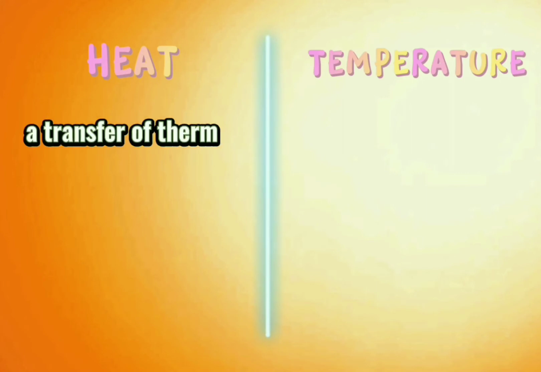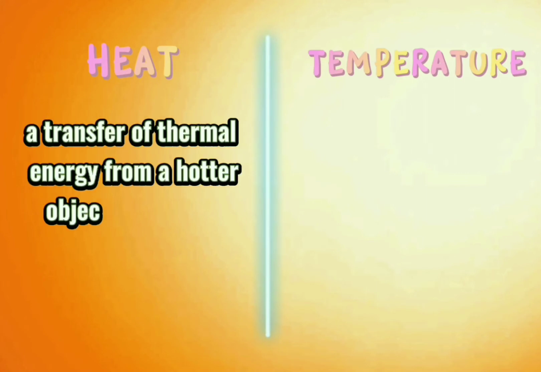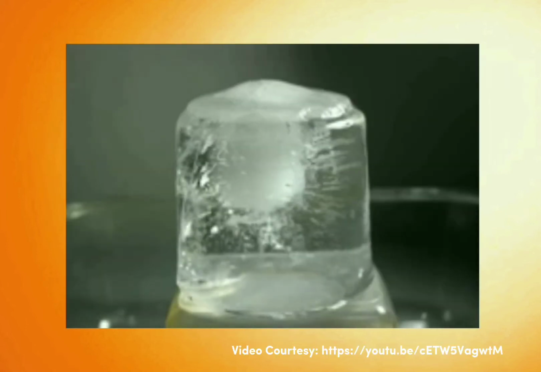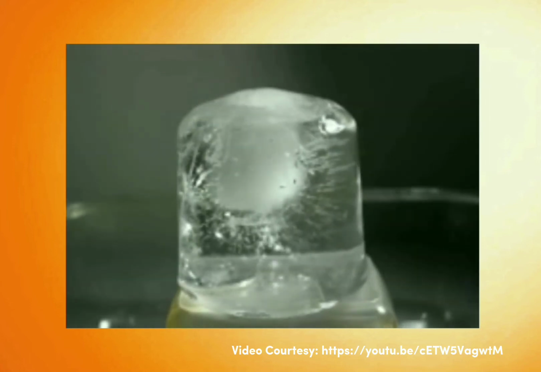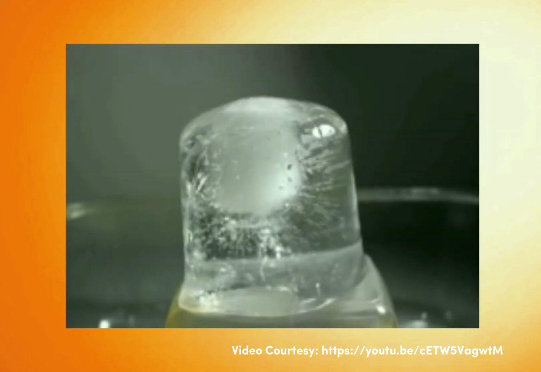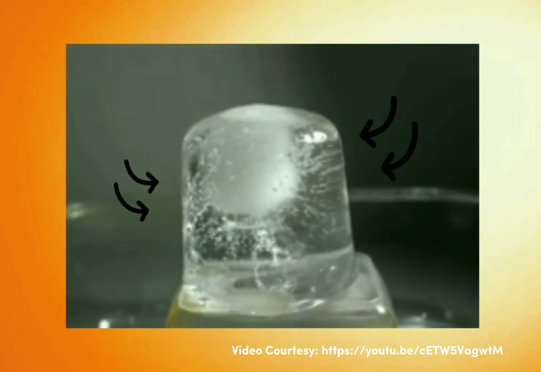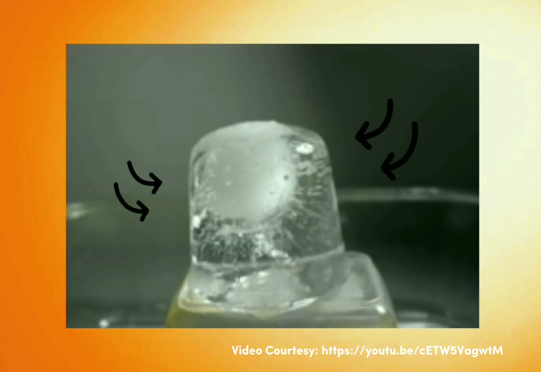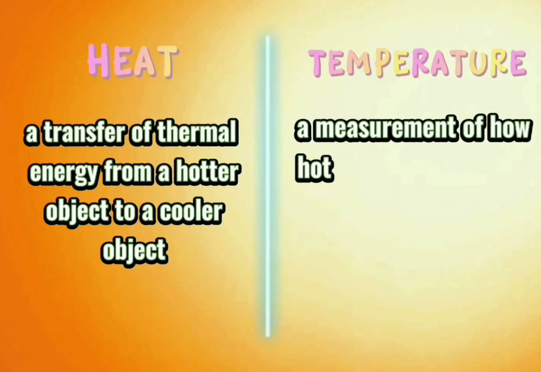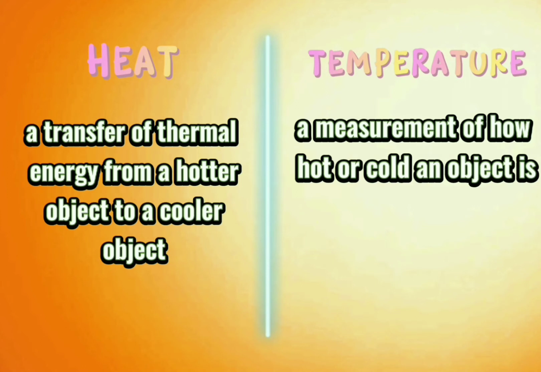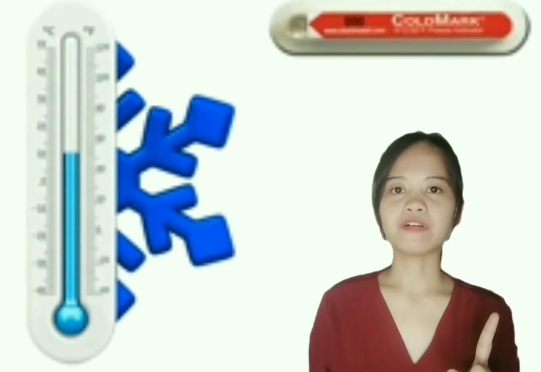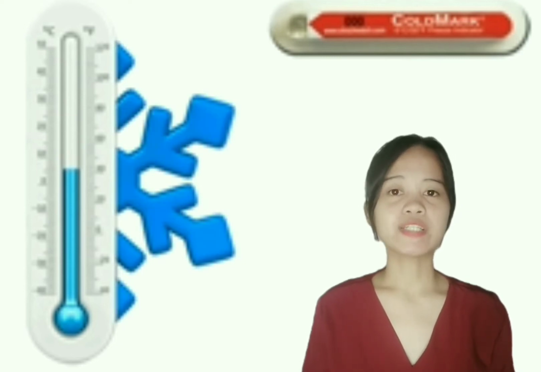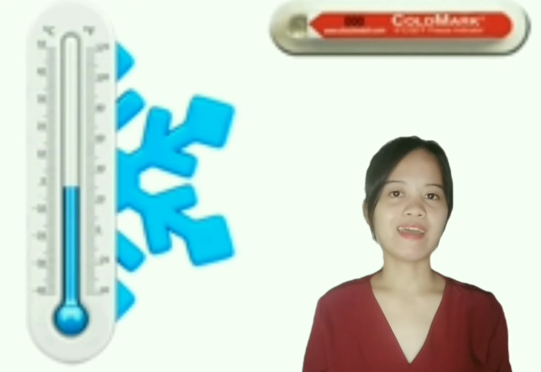Well, heat is a transfer of thermal energy from a hotter object to a cooler object. An ice cube, for example. We all know that when we get ice out of the fridge, it will begin to melt. That's because the heat from its surroundings is being transferred to the ice. And from there, there's heat energy. While temperature is a measurement of how hot or cold an object is. For example, you might notice that today's temperature is so low, which explains why it's so cold today.